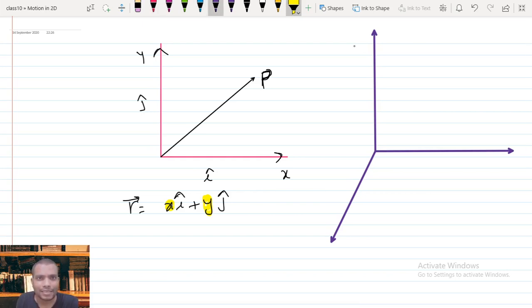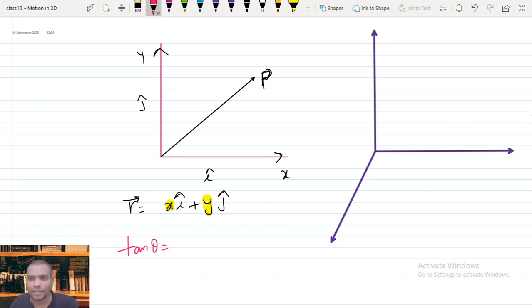And to find the direction, how can we find the direction? We can find the direction by using tan theta. Tan theta equal to the coefficient of j cap upon the coefficient of i cap, meaning the component along the y-axis upon the component along the x-axis. So these components we can write and we can find it.